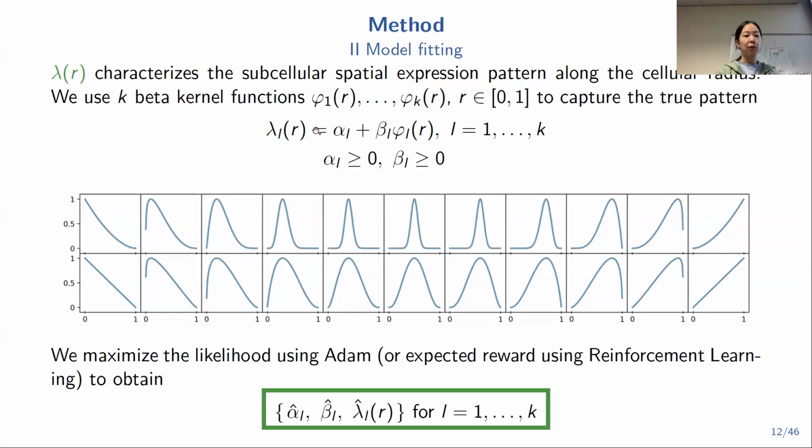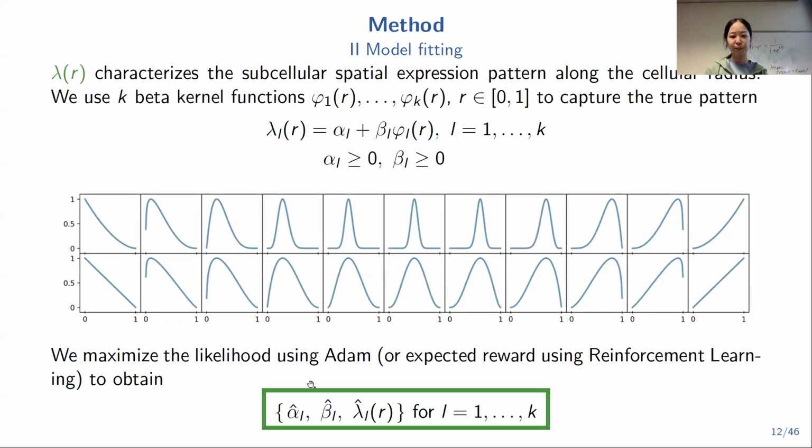We allow a linear transformation to fit our unknown pattern. Of course, those two should be greater than 0 because we will not have any negative density function, right? So for each kernel, we will have two unknown parameters. We estimate those. We find the optimal value of those two parameters using the ADAM algorithm, just an optimization algorithm.